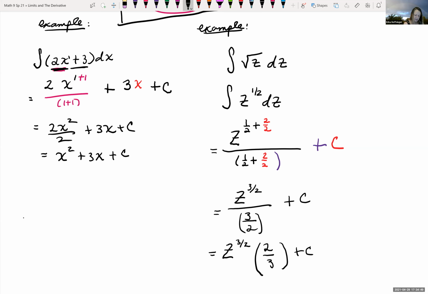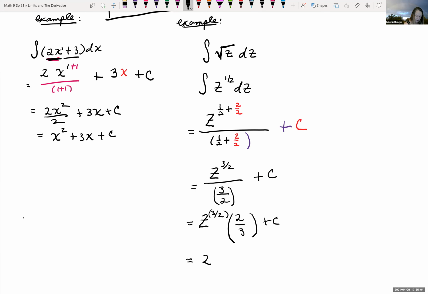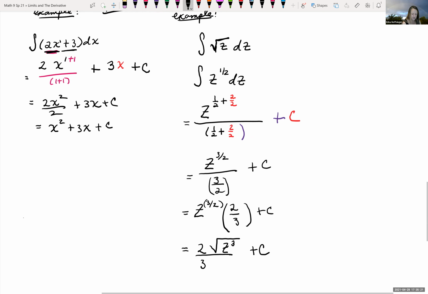I would probably rewrite this just because this started with a radical. So I would probably rewrite my 3/2 power as a radical, and then I would bring my coefficient, that 2/3, in front of that radical. So this is equal to 2 all over 3, and z to the 3/2 power is the square root of z cubed, plus c. So questions on that?